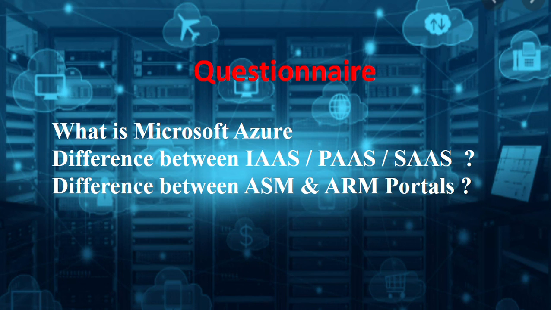And the next one, the difference between ASM and ARM portals. As I said, ASM stands for Azure Service Manager. It is the old portal, the classic portal. When Microsoft initially introduced the cloud in the market, they came up with limited services and named it ASM. Most of the services migrated to ARM, and right now the ASM portal is not accessible, it is decommissioned. And ARM is the current portal that we are using in the market, and it stands for Azure Resource Manager. So everything can be managed using the ARM portal only.